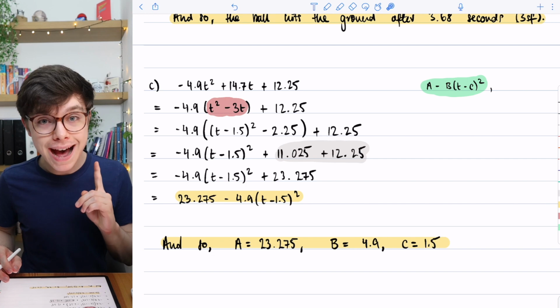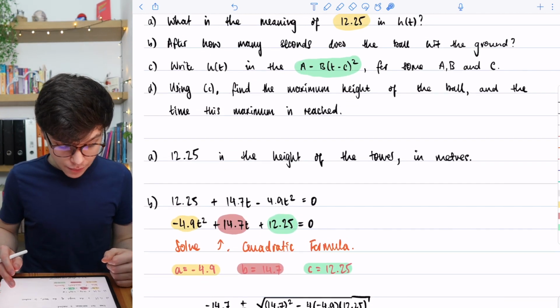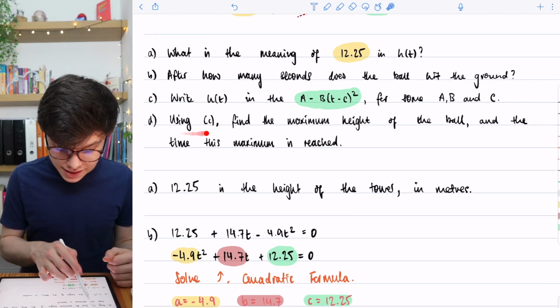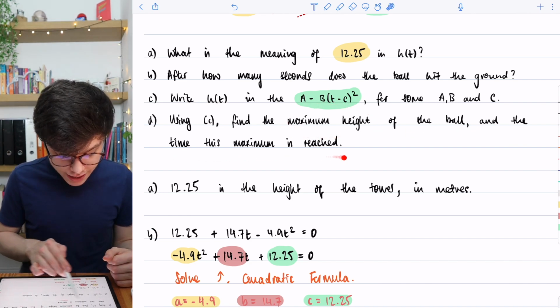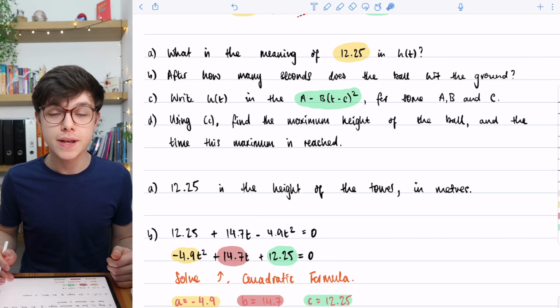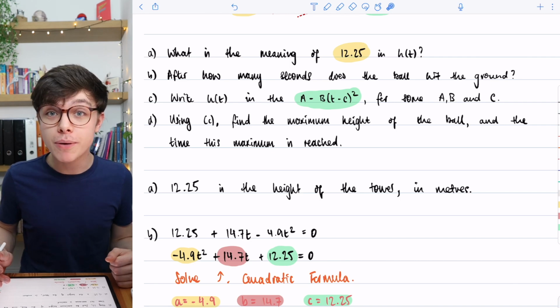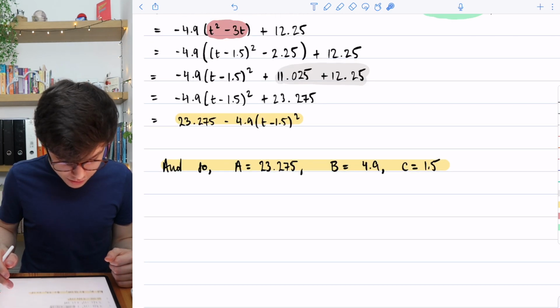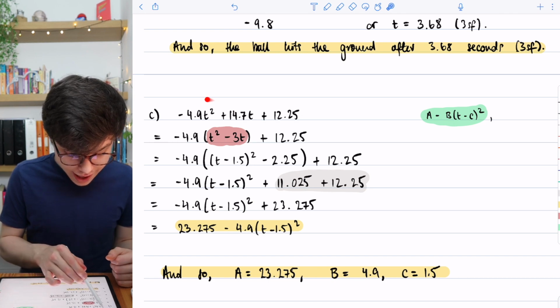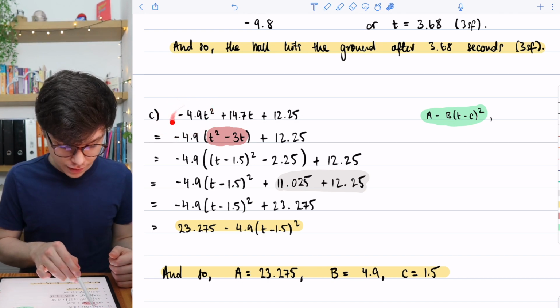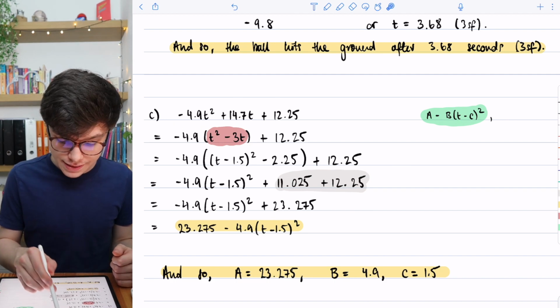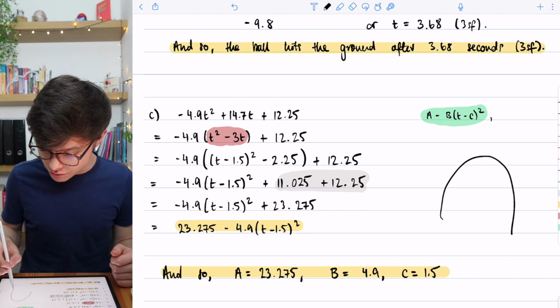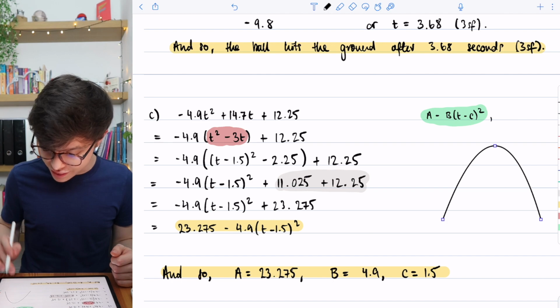But now in part D, we need to apply our answer. It says, using part C, find the maximum height of the ball and the time this maximum is reached. In other words, find the turning point. We have got, on our quadratic, a negative value of t squared. Our A is negative. So we're going to get the quadratic looking like that.